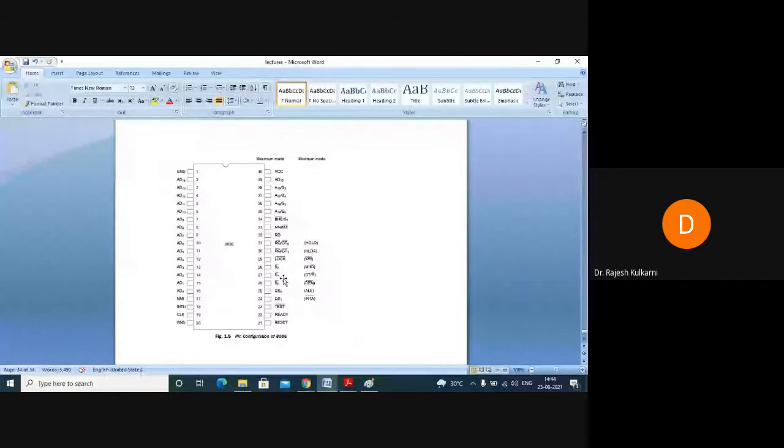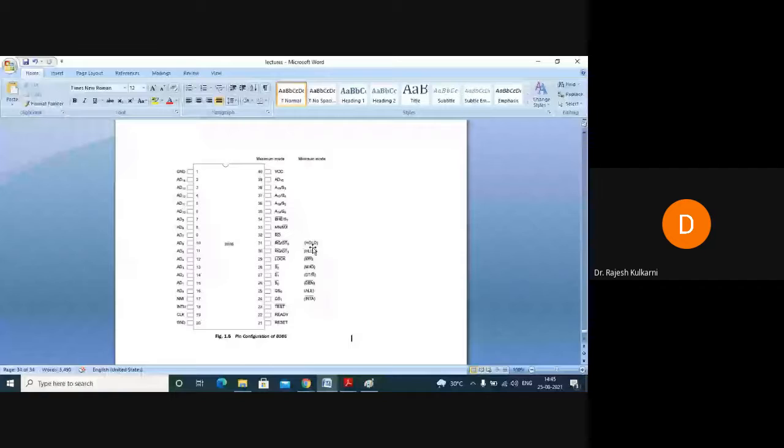There is something called INTA. INTA again is active low. It is for interrupt acknowledge. Then ALE for address latch enable. Then DT/R, data transmit and receive. Then DEN, which is for data enable. These are all the lines in the minimum mode. Anyway, we'll be repeating about them. Today, the objective is that you will be listening to their long forms. We'll be trying to connect this pin diagram.